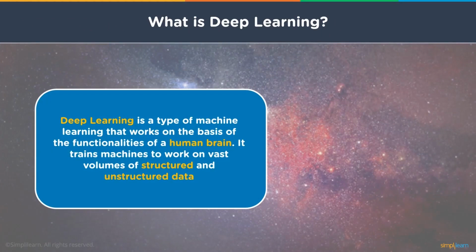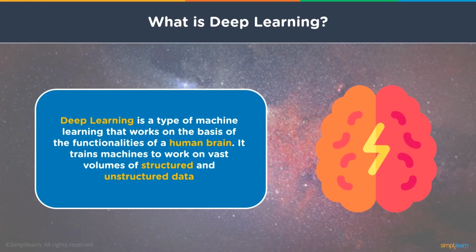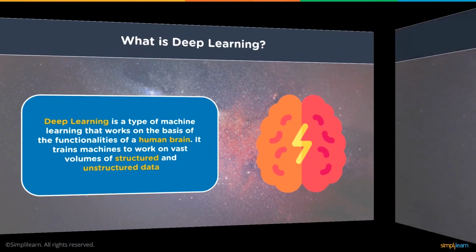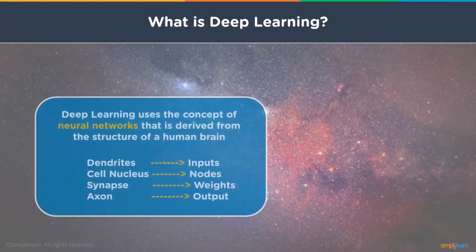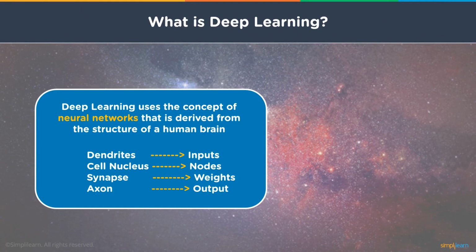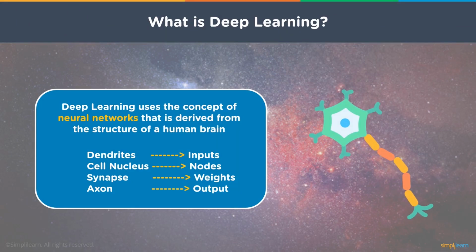Deep learning is a type of machine learning that works on the basis of the functionalities of the human brain. It trains machines to work on vast volumes of structured and unstructured data. Deep learning uses the concept of neural networks that is derived from the structure of a human brain. And if you've ever seen images of a human brain network, you have dendrites, which are inputs. You have the cell, which is a nucleus, as your nodes. You have synapses, which create weights, and an axon, which creates an output.